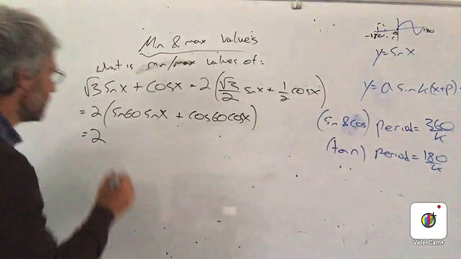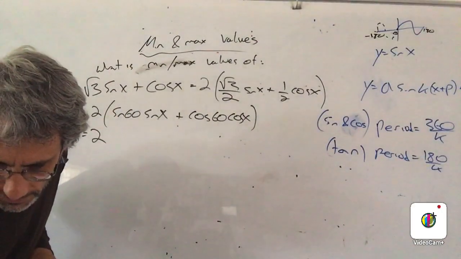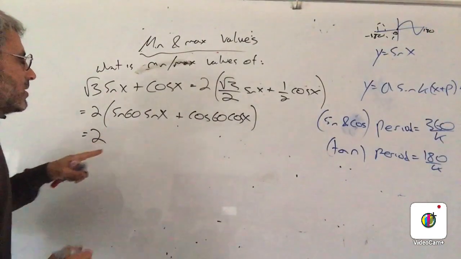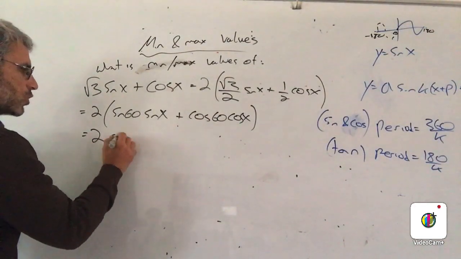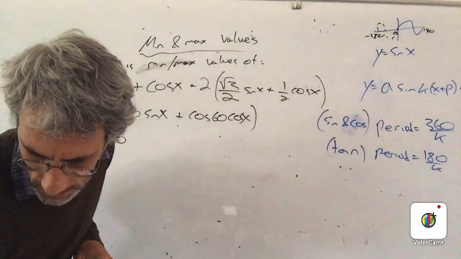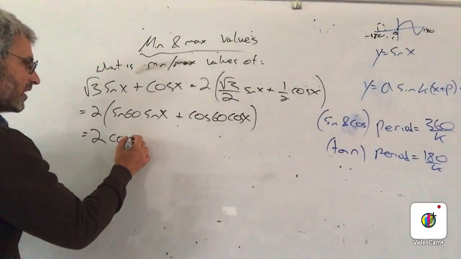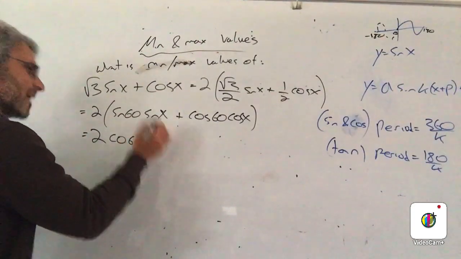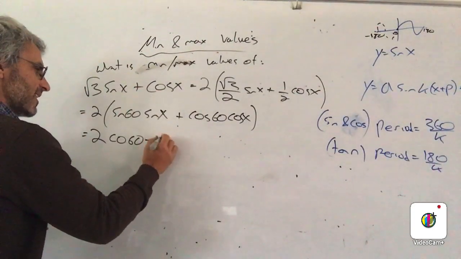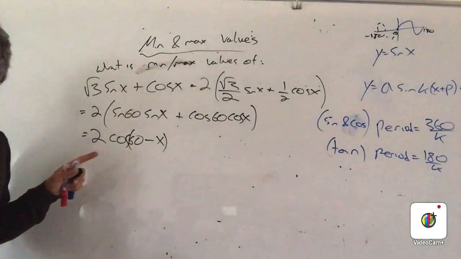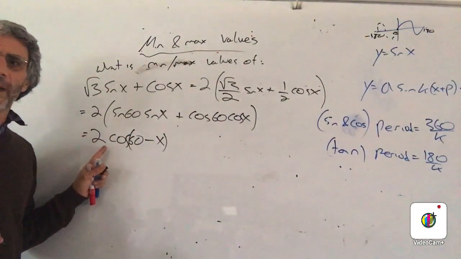Now we're going to use the compound formula. I can't remember what the compound formula is. Sine, hang on, I've got a problem. No, it's fine. I think it's cosine. I think it's cos, minus: 60 minus x. I think it doesn't actually matter. You'll see now. Now I'm looking for the maximum and the minimum.